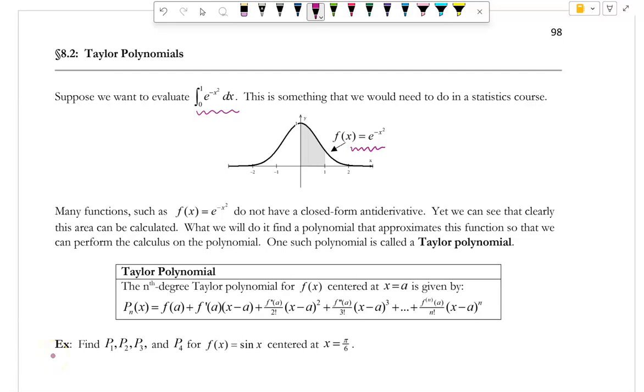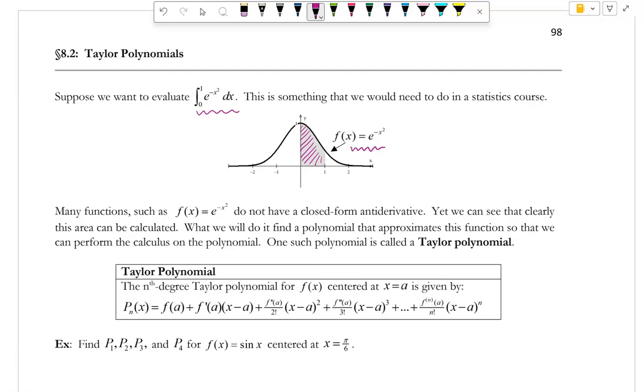When I look at this graph, I can see that from 0 to 1, there clearly is an area under this curve. We could also say that this function does not have a closed form antiderivative. What that means is there's no formula for the antiderivative of e to the negative x squared that is in a closed form, or that has a finite number of terms.